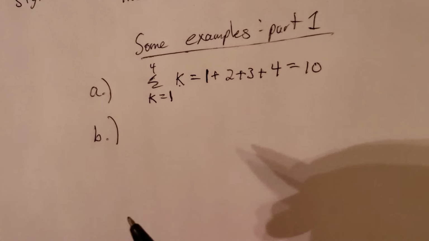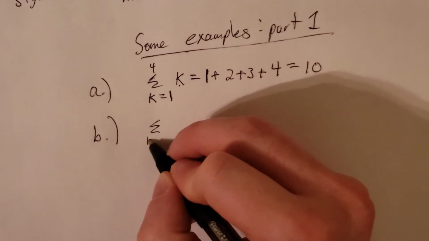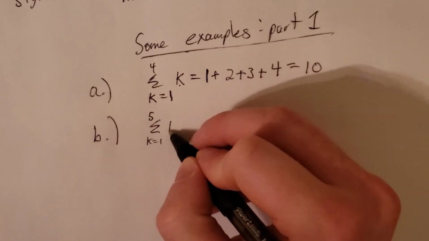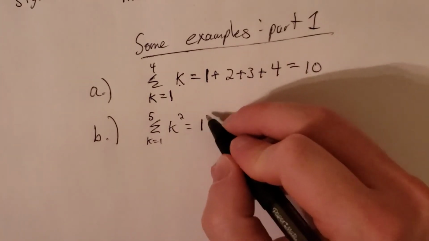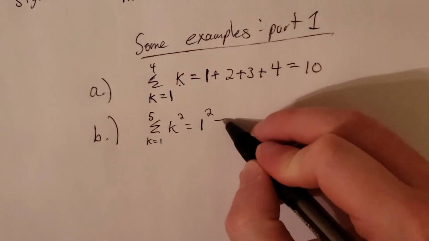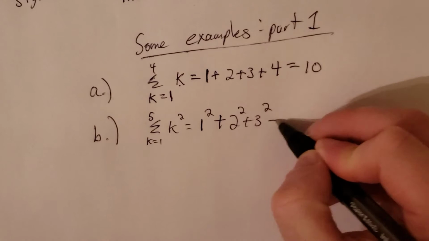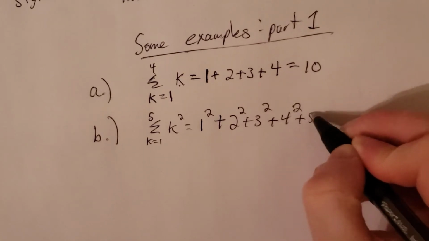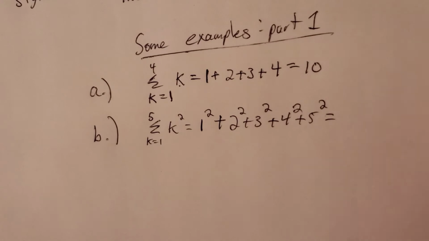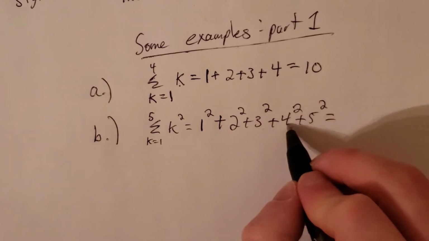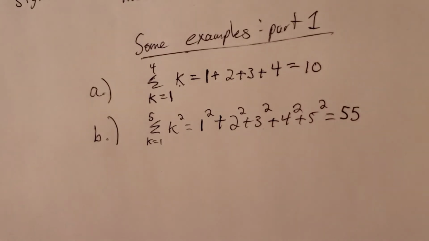Let's see if we can try something slightly different. What if I had the sum from k equals 1 to 5 of k squared? Well, our first thing would be 1 squared. Our second would be 2 squared plus 3 squared plus 4 squared plus 5 squared. And what is that? 1 plus 4 plus 9 plus 16 plus 25 is 55.